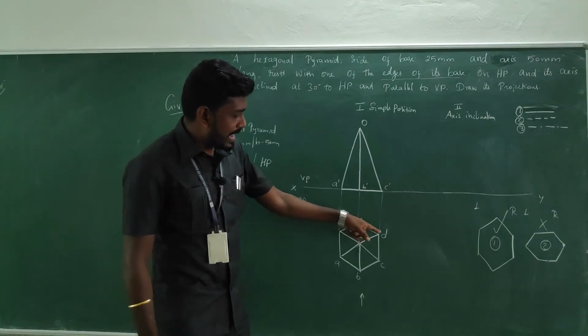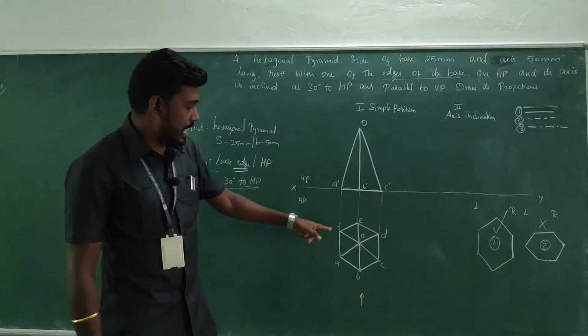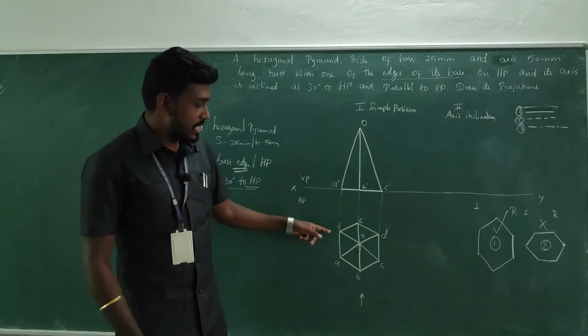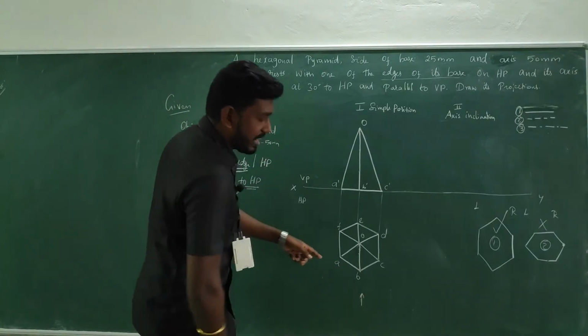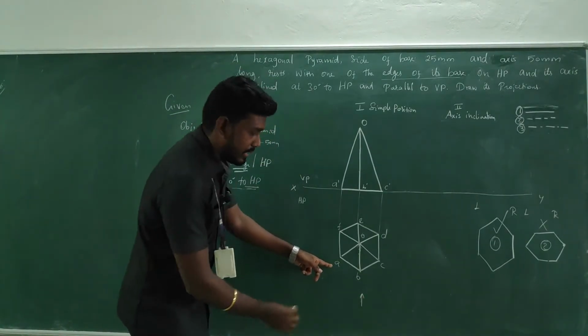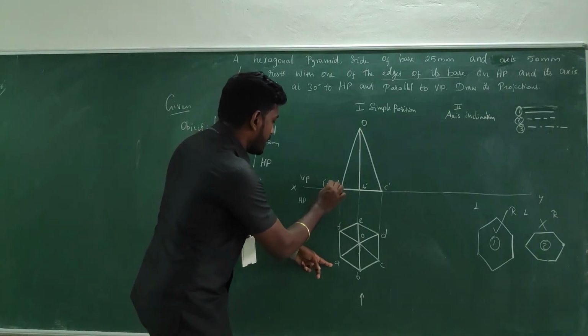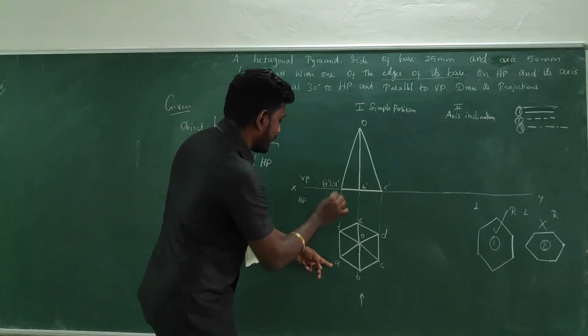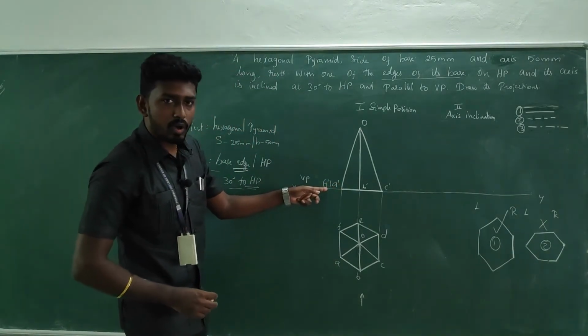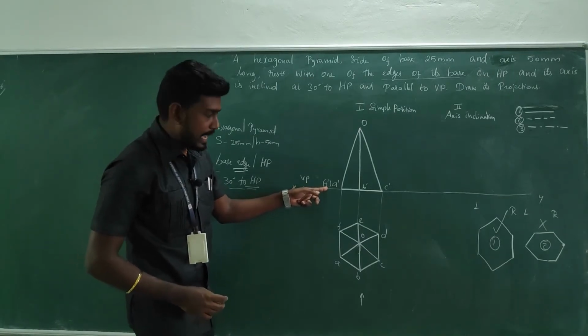What happens to F, E and D corners? These are invisible from the front. It is just lying nearby F because it is behind the A. I just marked it nearby A.